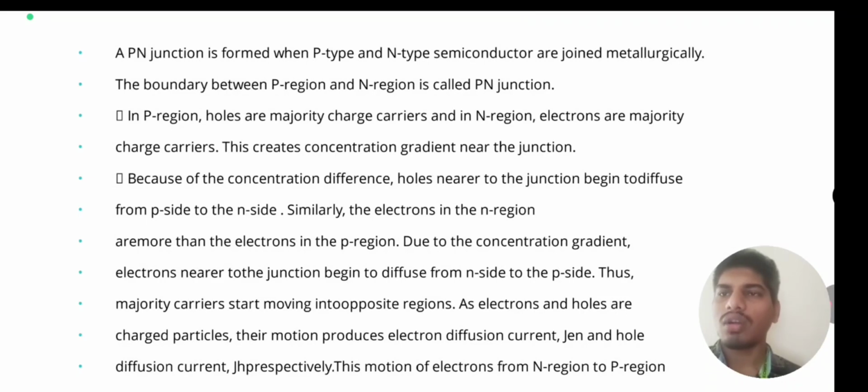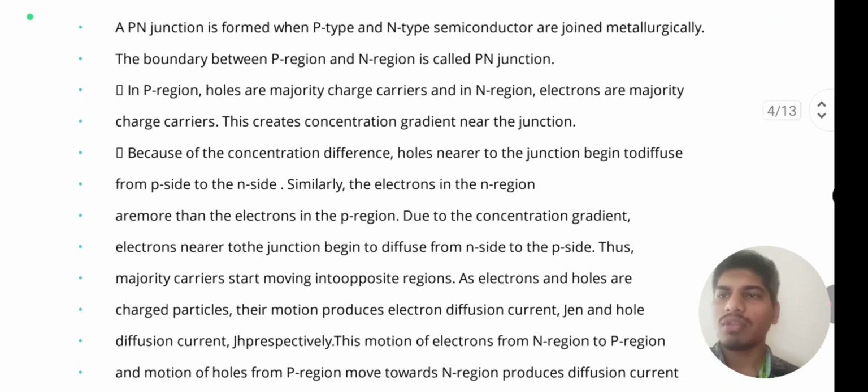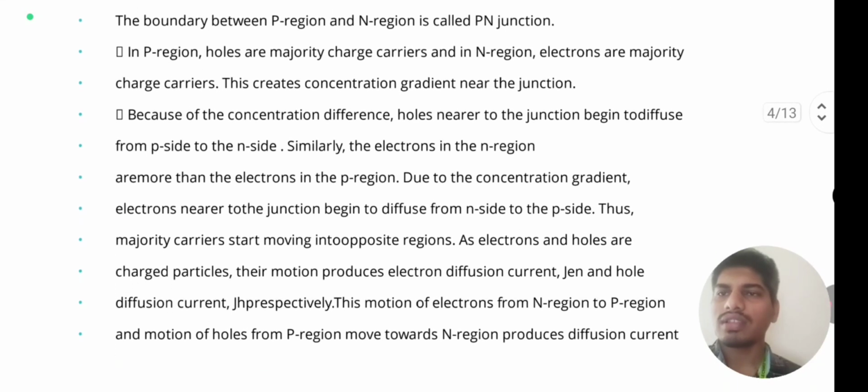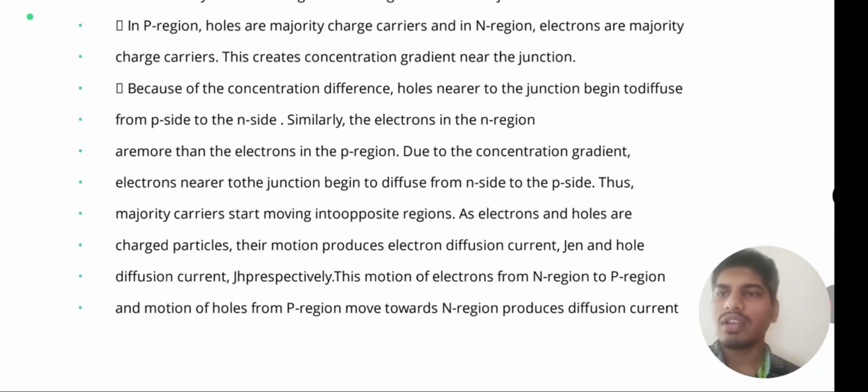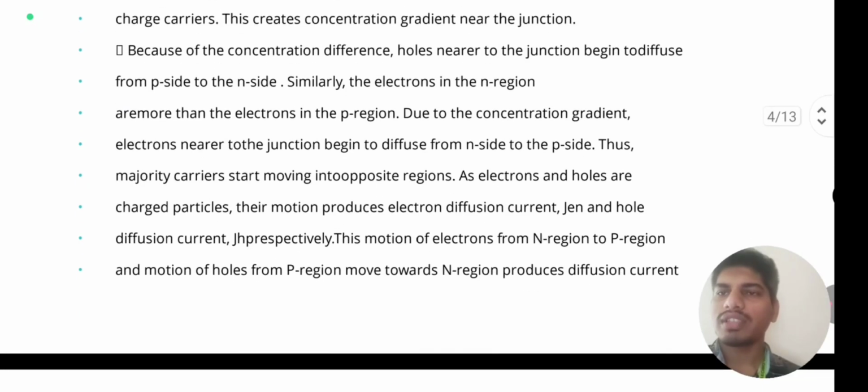The boundary between P region and N region is called PN junction. In P region, holes are majority charge carriers and in N region, electrons are majority carriers. This creates a concentration gradient near the junction. Because of the concentration difference, holes near the junction diffuse from P side to the N side.